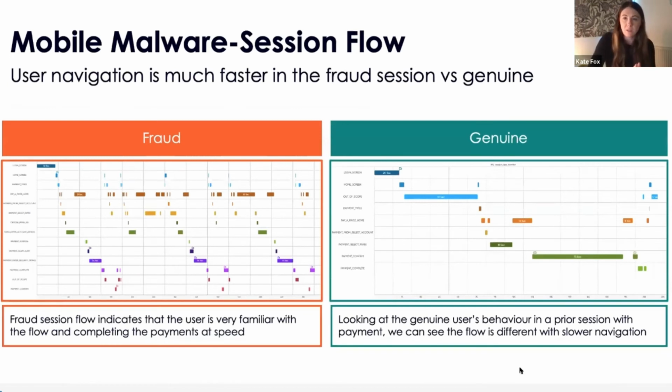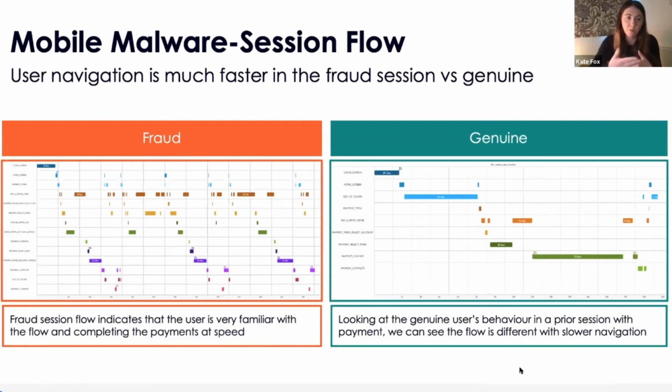So this is the session flow. On your left-hand side, you've got your fraud session. On the right-hand side, you've got your genuine session. You can see these color blocks on the fraud and the genuine side, and the smaller the block, the quicker the user was in that part of the flow.